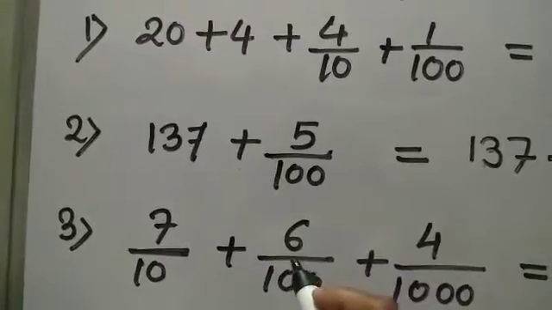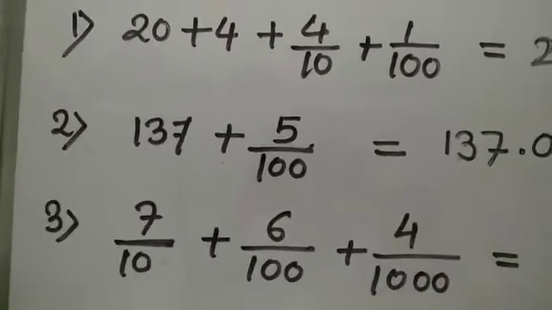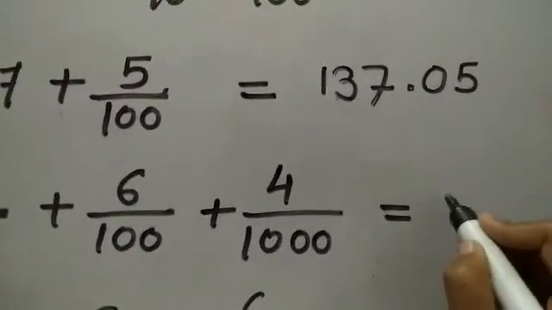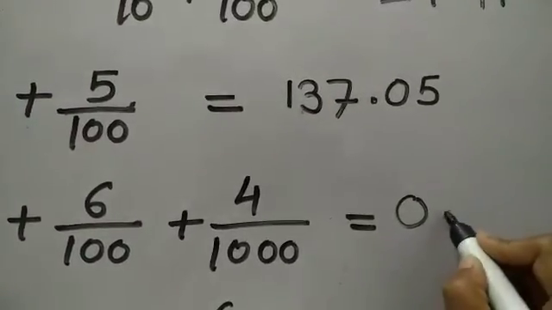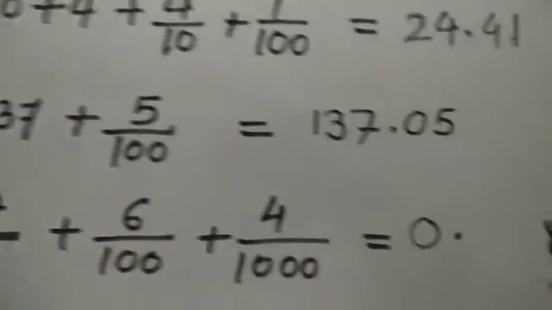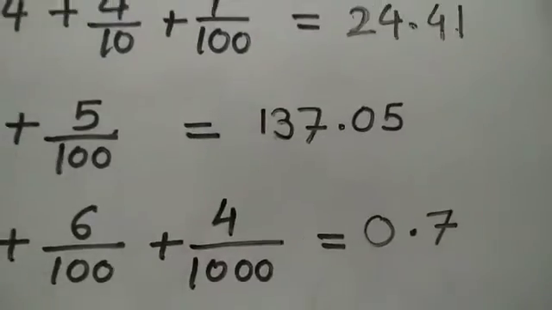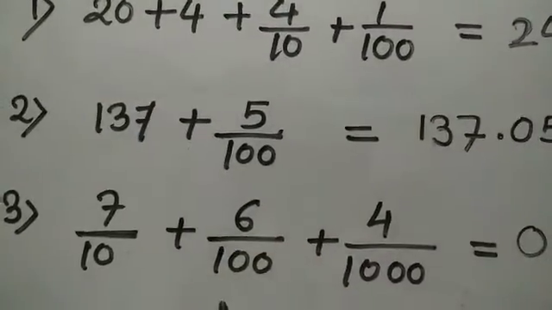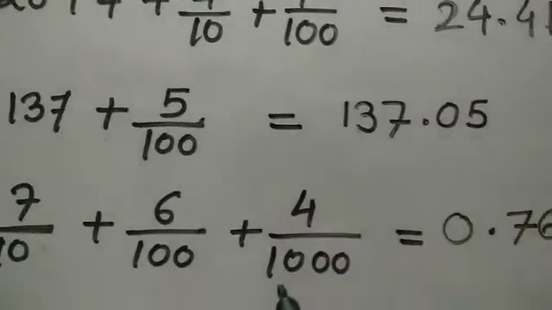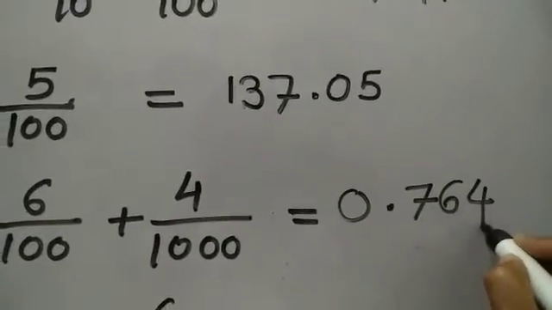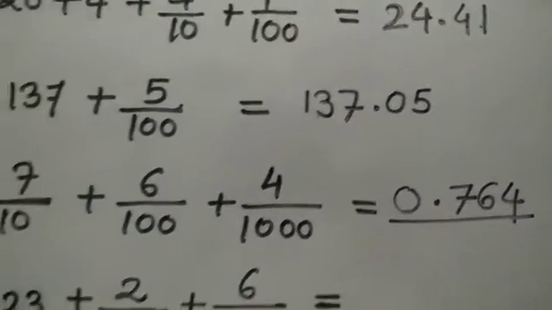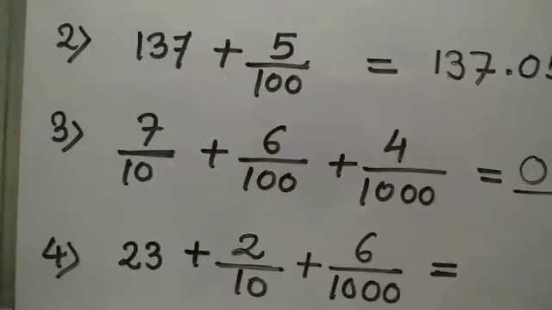Now come to the third. 7/10th plus 6/100th plus 4/1000th. See, in this no whole number is given, right? So we can write 0 for the whole part. Then we put the decimal point. Now this is 7/10th. So after the decimal point, 7 will come at the 10th place. This is 6/100th. So 6 will come at the 100th place. And this is 4/1000th. So 4 will come at the 1000th place. Hence the number is 0.764.